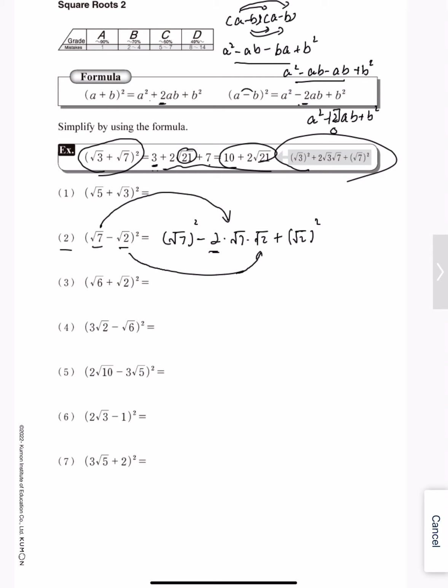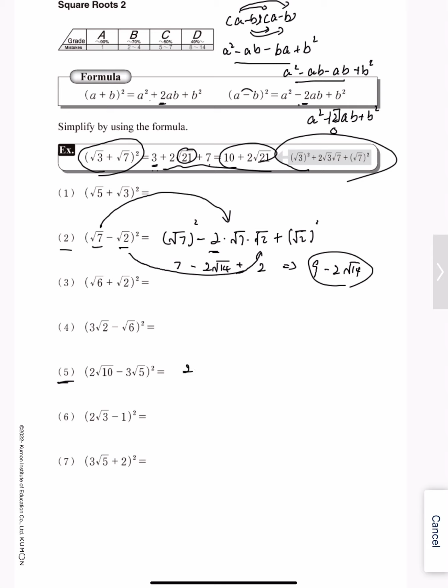Now, if we simplify it, this is going to be 7 minus 2 root 14 plus 2. The answer for this one was 7 and 2 will give you 9 minus 2 root 14. So that's the answer for number 2. All right, let's visit question number 5. This one seems a little bit more difficult, but then again, the same rule applies.